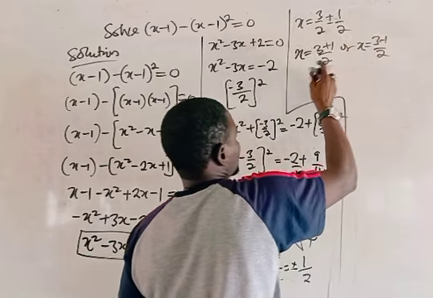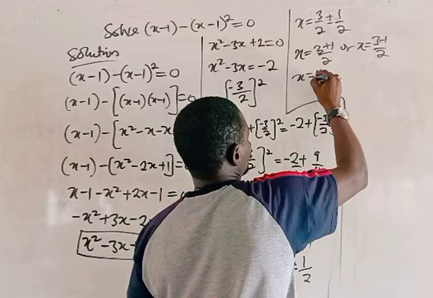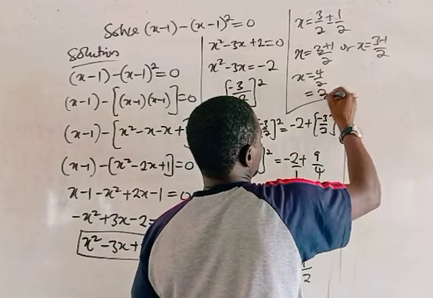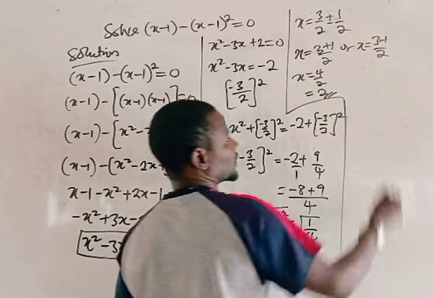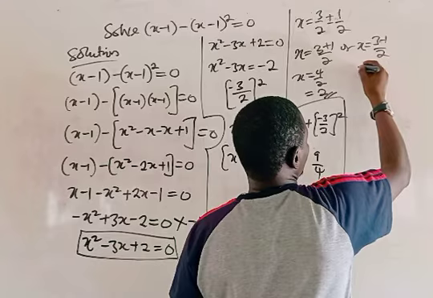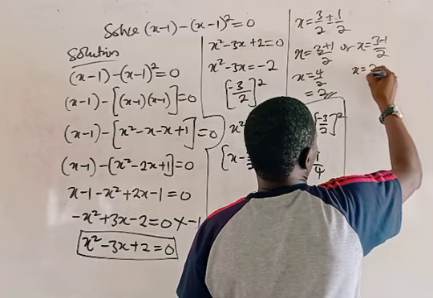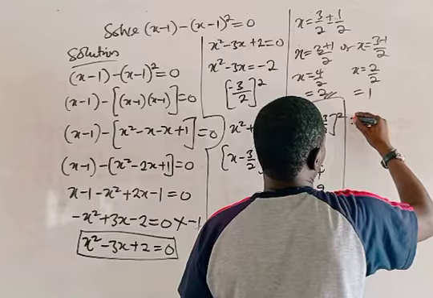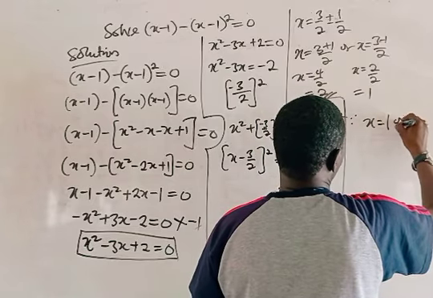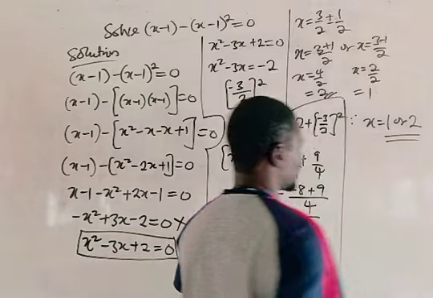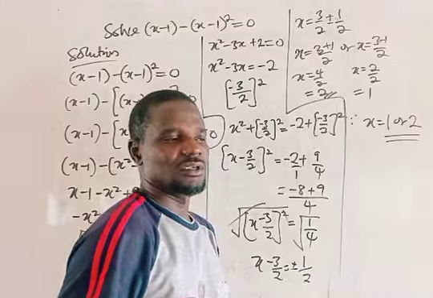If it is 3 plus 1 over 2, then x will be equal to 4 over 2, which gives you 2. That is the value of x. But if x equals 3 minus 1 over 2, then x will be equal to 2 over 2, which gives you 1. Therefore, x will either be 1 or 2. These are the respective values of x.